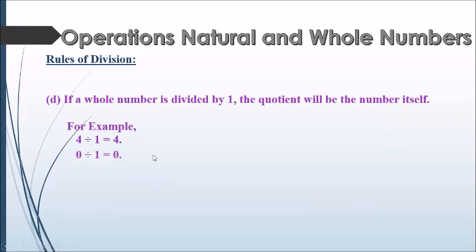Then the last property was very easy. If you divide any number by 1, the answer will be the number itself. So if you divide 4 by 1, 0 by 1, 100 by 1, 2000 by 1, the answer is going to be the same number that you're dividing by 1.